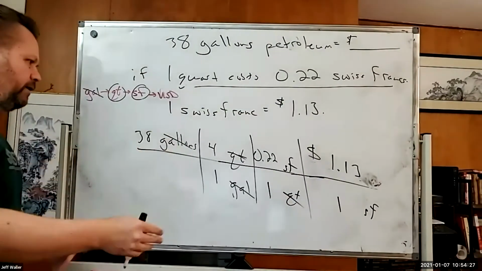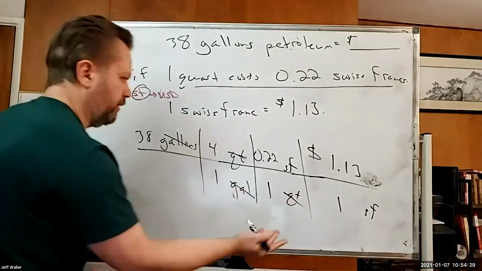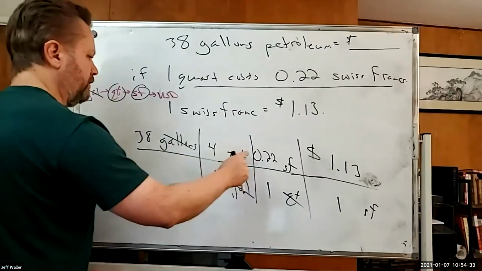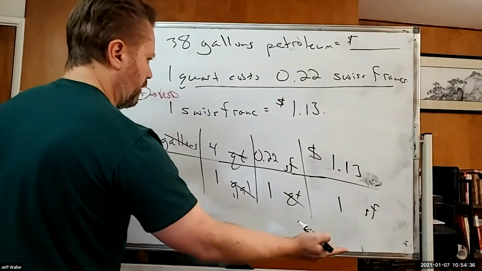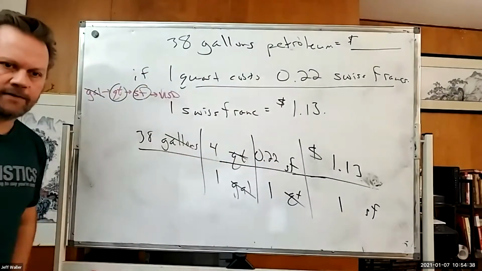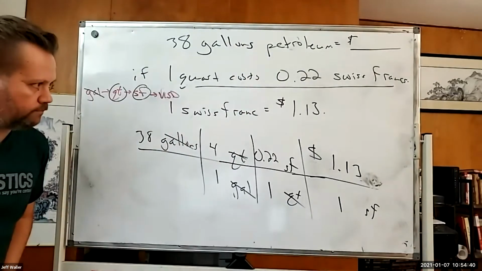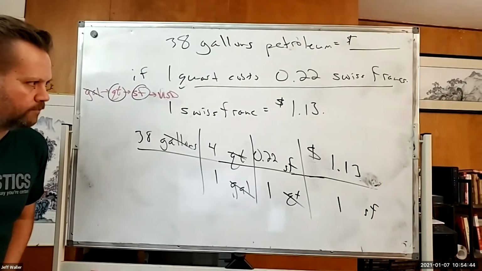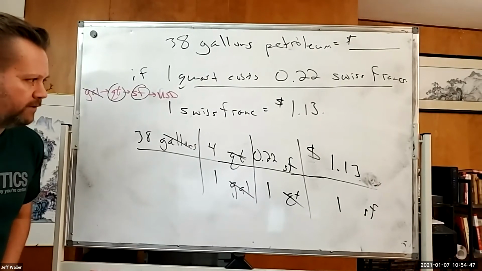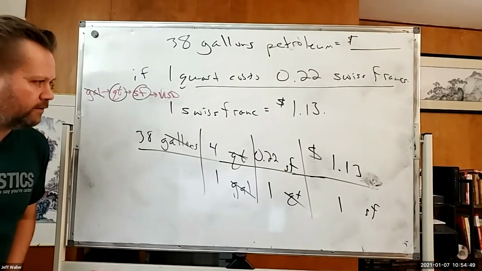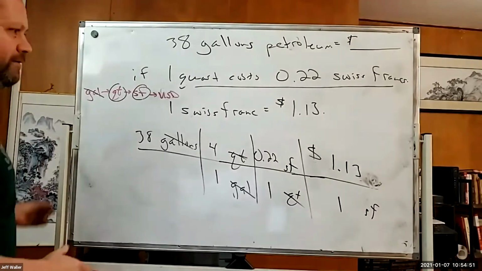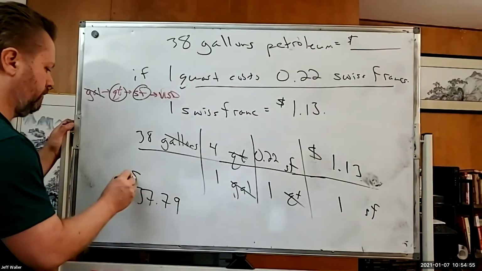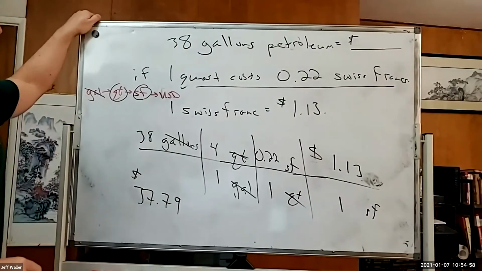Unfortunately, I made another problem where there's nothing to divide. But again, 38, and then I multiply if it's up top, and I divide if it's on the bottom. I don't have to worry about dividing because it's all ones. I think it's going to come out to $37.79. Should have been close to this. Yeah, 37. That sounds about right. Just in case you were curious.